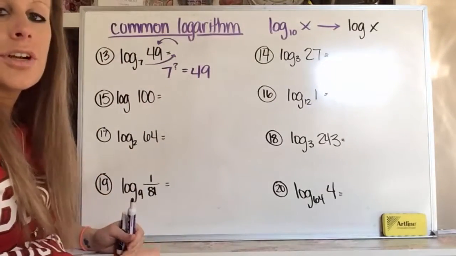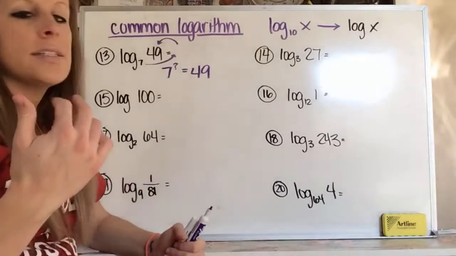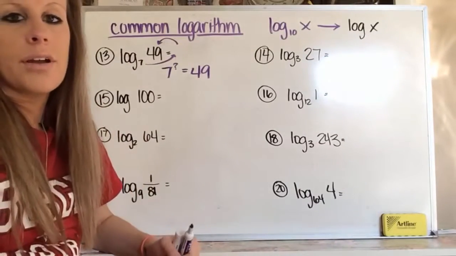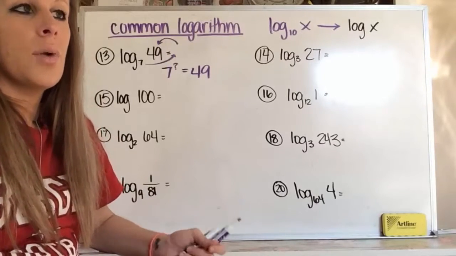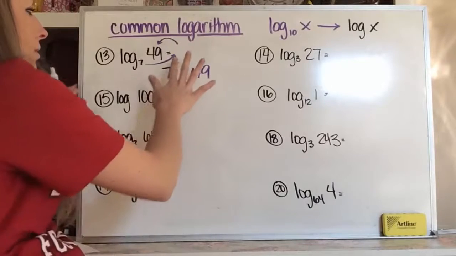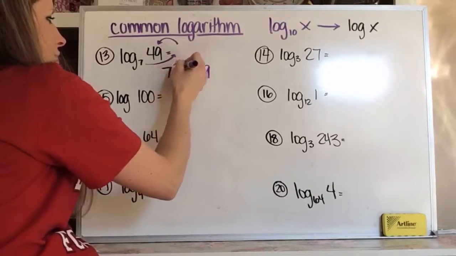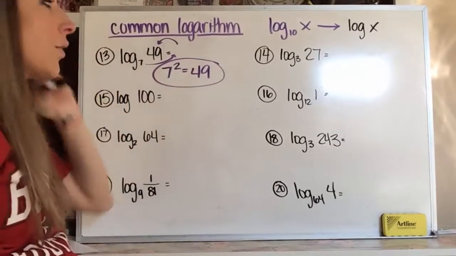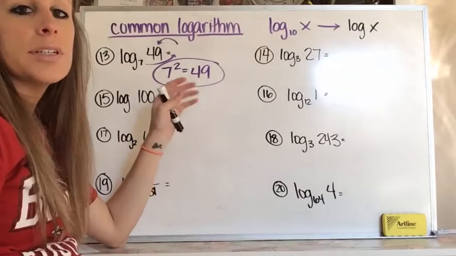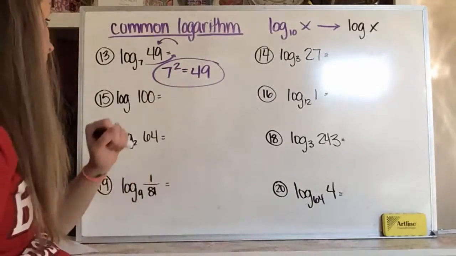Okay, so 7 to the what gives me 49. And if you're not sure, you can just punch it in your calculator. Put in 7 to the second power, 7 to the third power, 7 to the fourth, and see what gives you 49. And 7 squared gives you 49. So this is what I want to see. I want to see you rewrite it, and I want to see what the exponent would be. So that's what you're going to figure out.